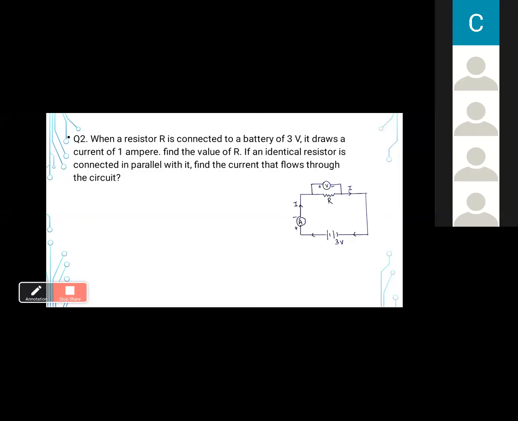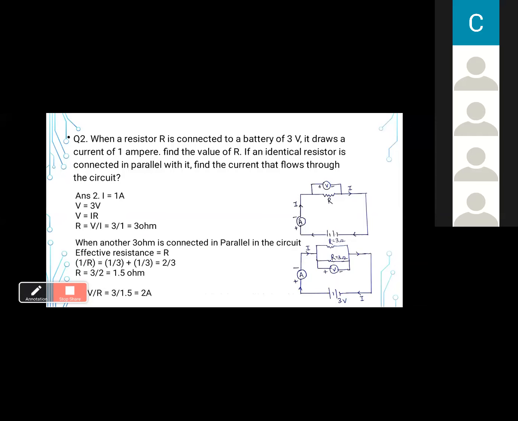So this is the first resistance circuit diagram I have drawn here. They are saying a voltage of 3 volts is there across one resistance. So by Ohm's law, I is 1 ampere and voltage is 3 volts. I'll apply Ohm's law here. R will be 3 ohms, V by I. Then they are saying an identical resistance, that is again R, will be connected in parallel. So this diagram will be there, two resistances in parallel.